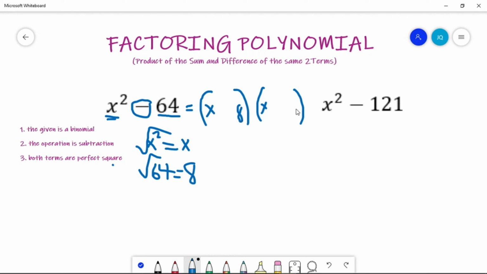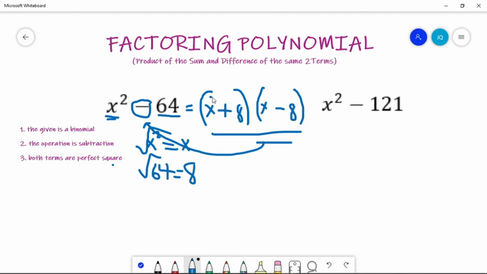Okay, 8 and 8. And since it is the product of the sum, so first will be addition and then the second is subtraction. Okay, so this is now our factors of the polynomial x squared minus 64. X plus 8 times the quantity of x minus 8.